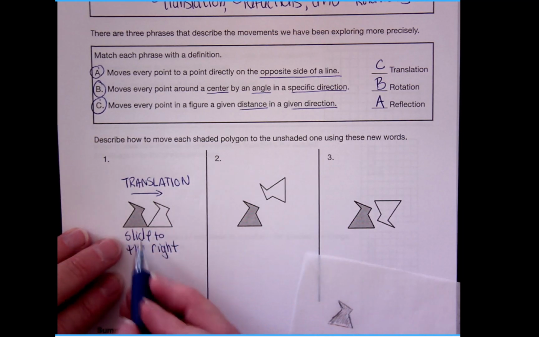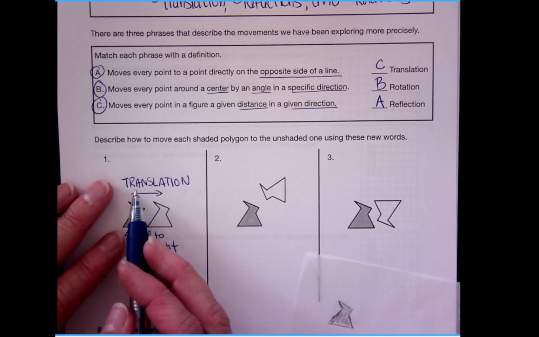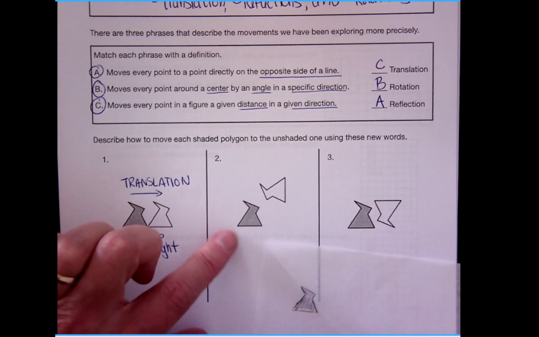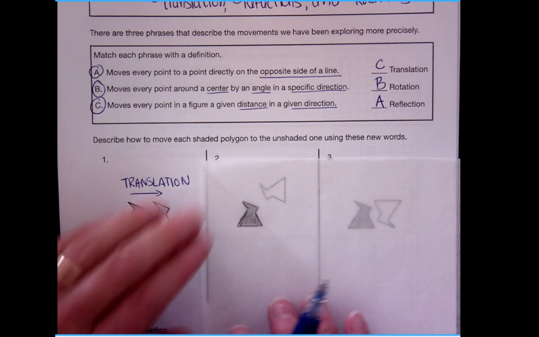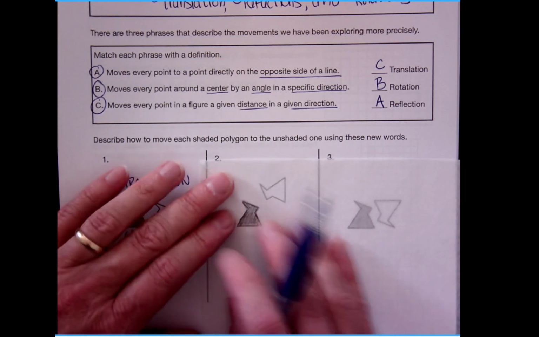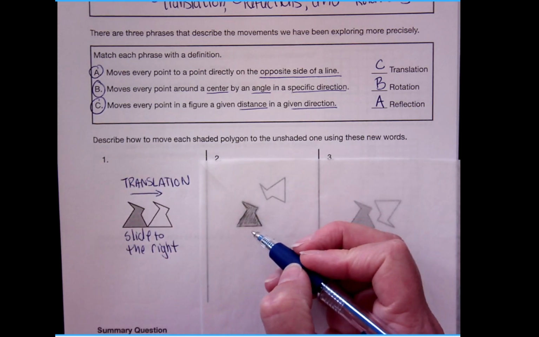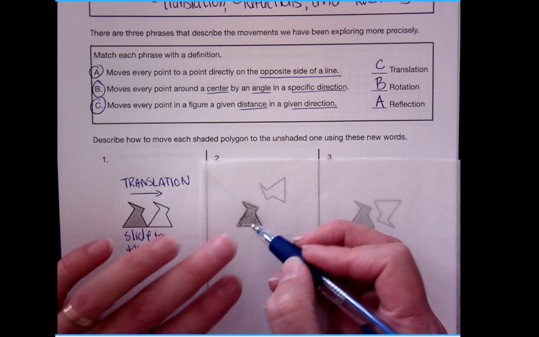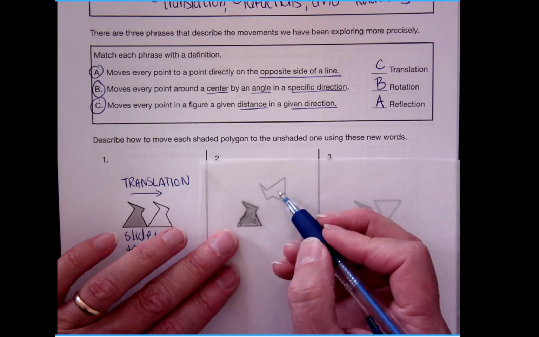In our last lesson, we were getting away with saying slide, but we need to move on to this word instead, translation. Let's take a look at this next one. I've got my same little bunny. And I'm going to ask myself again, what do I need to do to this transparent paper so that I can fit this right on top of that?